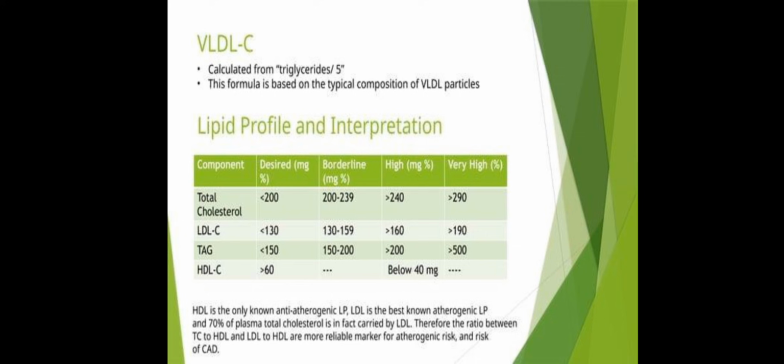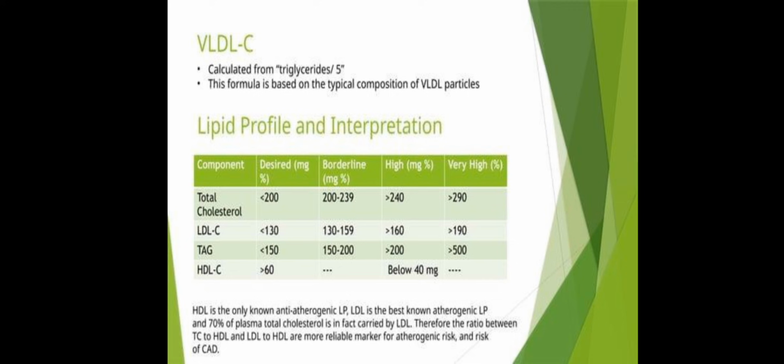Last comes very low density lipoprotein, calculated from triglycerides divided by 5. This formula is based on the typical composition of VLDL particles. Then the lipid profile and its interpretation. For each component, such as total cholesterol, desired, borderline, high and very high categories are given.